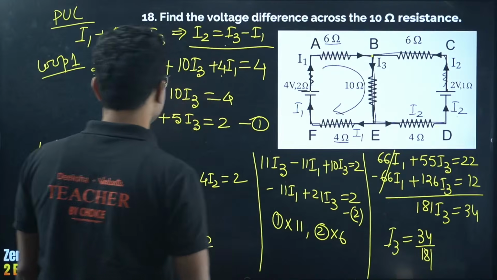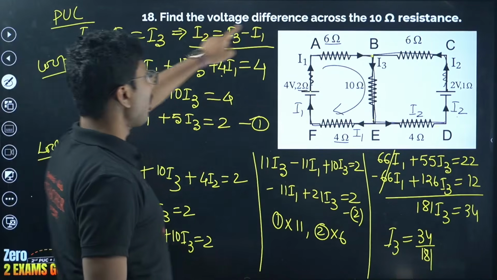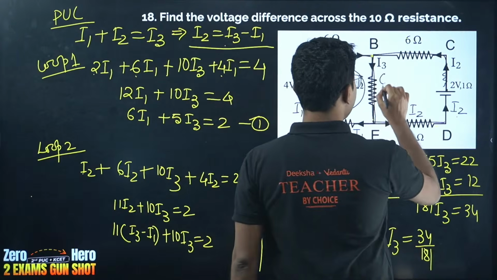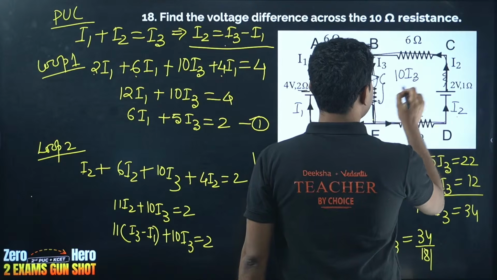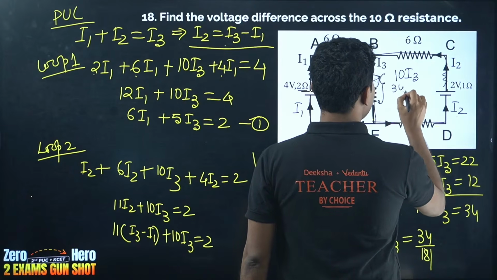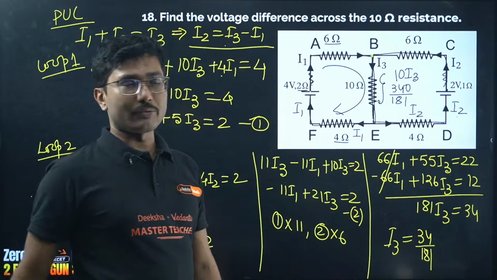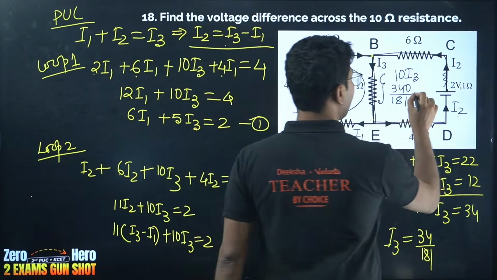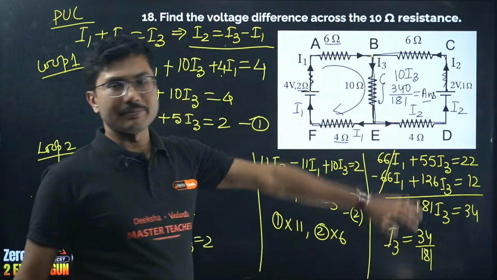So what is the voltage drop? This is not our answer. The answer is the voltage drop across the 10 ohm resistance. The voltage drop across this is 10 I3, that is 340 divided by 181. Now you are allowed to use a calculator in your board exam. A simple calculator, you can calculate and simplify it.